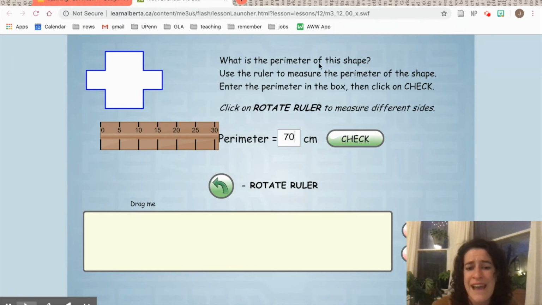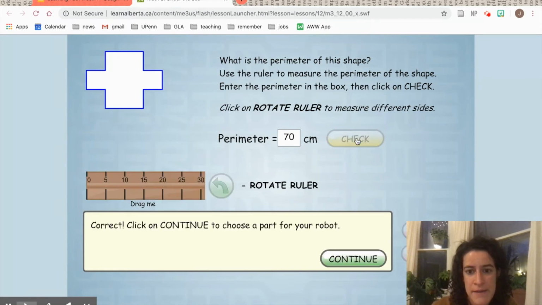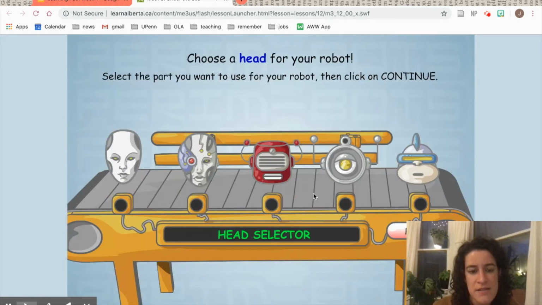You notice that I just had to do a lot of math in my head. I want you to have a paper and a pencil and be working this out on a piece of paper and pencil, okay? We got it correct.